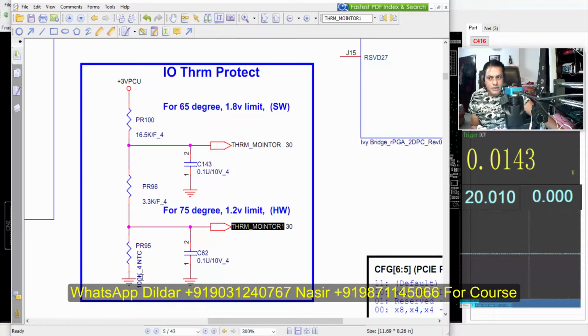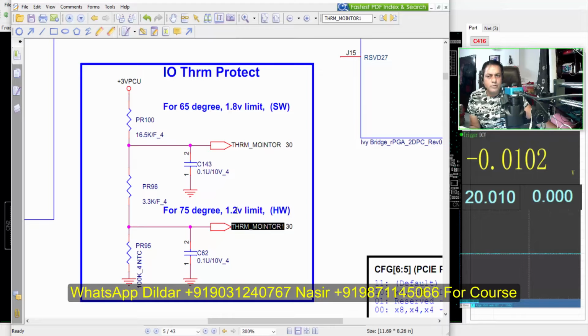This is the NTC, negative thermal coefficient resistor. As soon as the temperature rises, the resistor value will start decreasing. In this way your voltage will keep on decreasing. The last limitation is 1.2 volt, which is considered as 75 degrees Celsius.